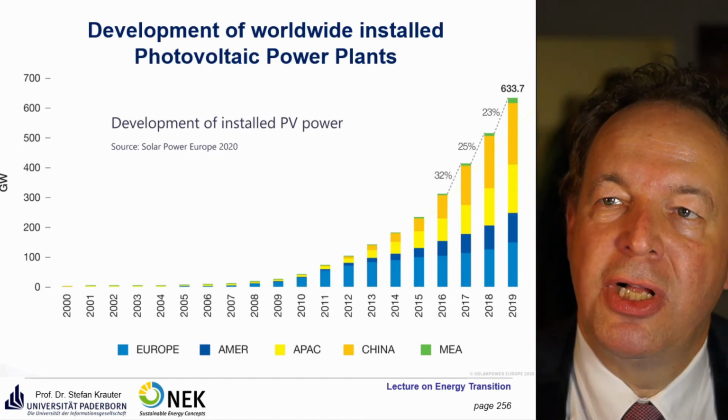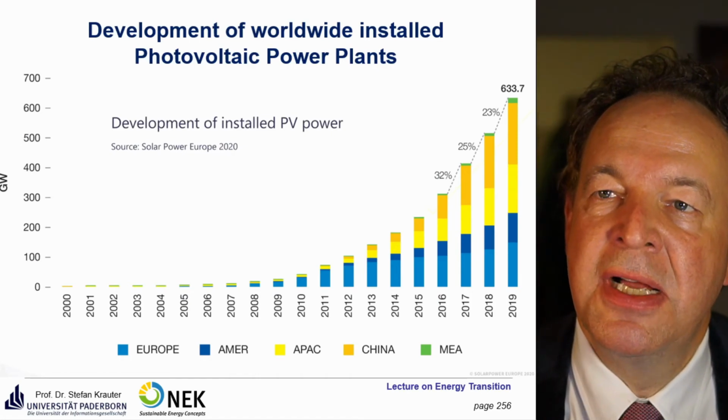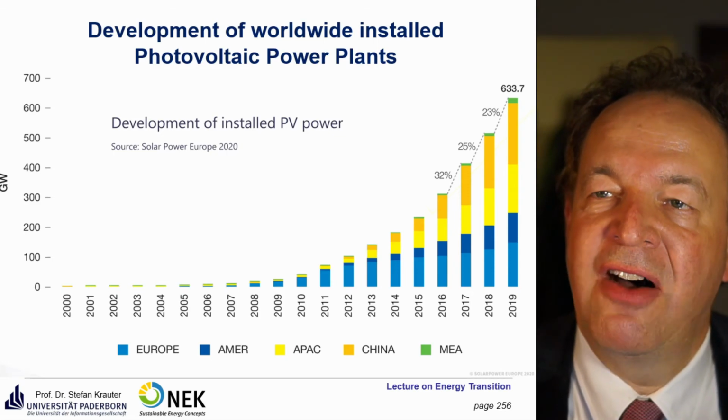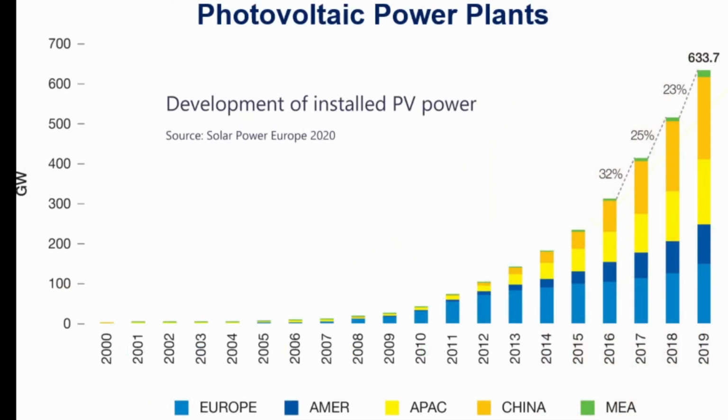The development of worldwide photovoltaics you see here. So we have a total installed power of more than half a terawatt. It's exactly 633.7 gigawatt in the year 2019. Most of it is installed nowadays in China, but Europe has a big share in it.